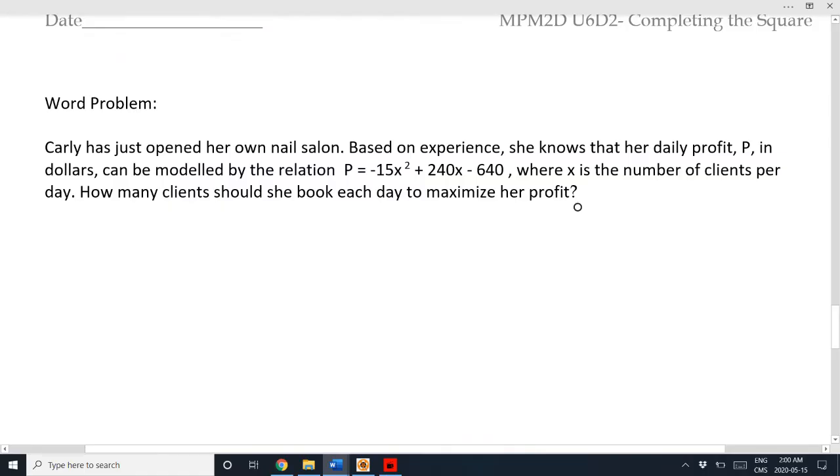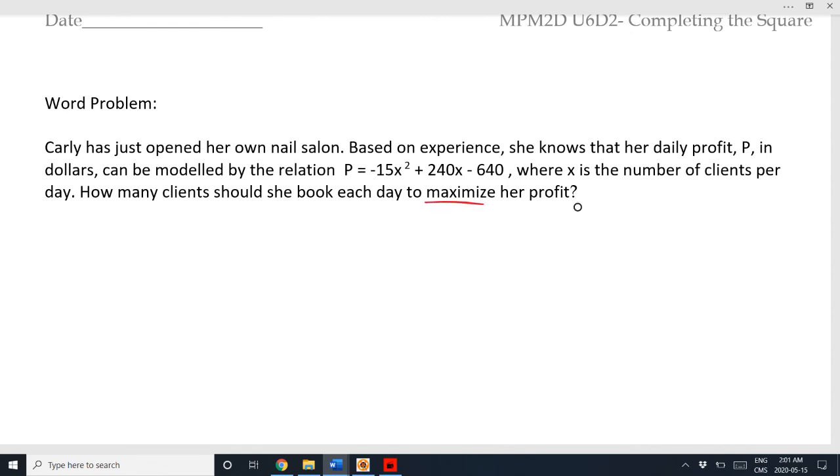Let's solve a word problem which can be solved using the completing the square technique. Carly has just opened her own nail salon. Based on her experience, she knows that her daily profit P in dollars can be modeled by the relation P is equal to negative 15x squared plus 240x minus 640, where x is the number of clients per day. How many clients should she book each day to maximize her profits?